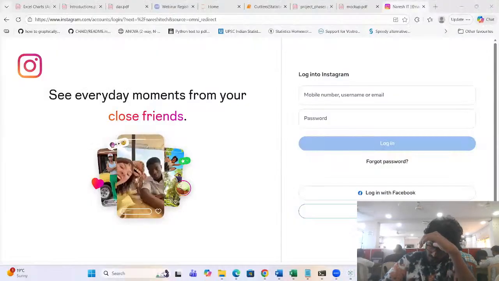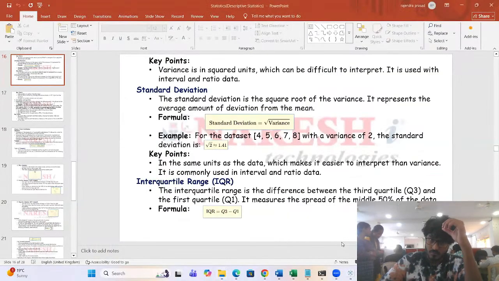We are squaring the values, so that's why we are able to see some high numbers in that. Whenever you do the square, the units are also getting squared. So that's why the variance is not suitable.